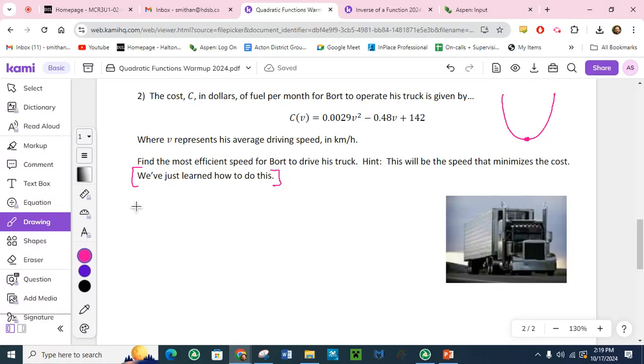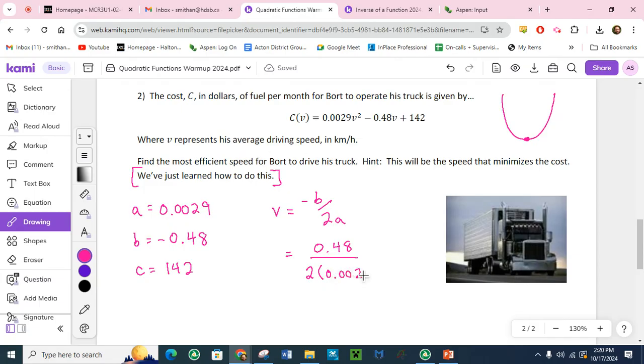All right, so little real life application. What's our A? What's our B? What's our C? So the decimal shouldn't slow you guys down. You just dive right in. So B is minus 0.48. C is 142. And instead of X here, we're using V. So V is equal to negative B over 2A, 0.48 divided by 2 times 0.0029.